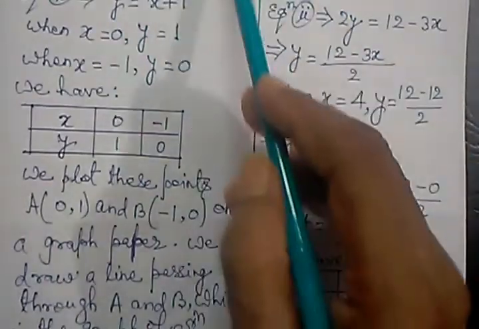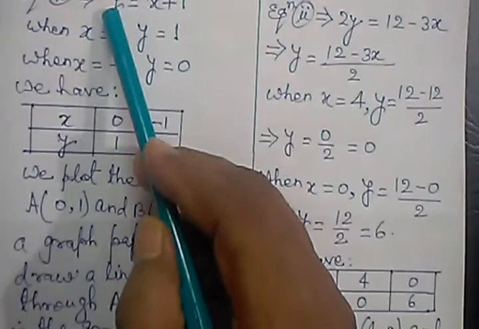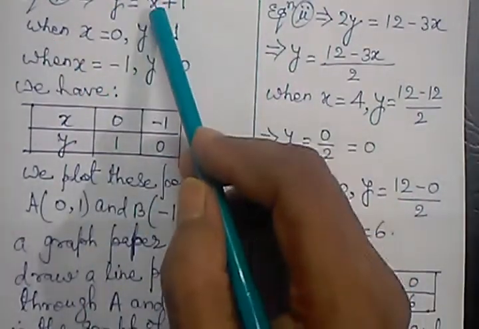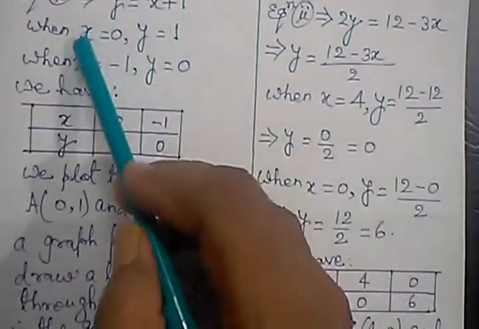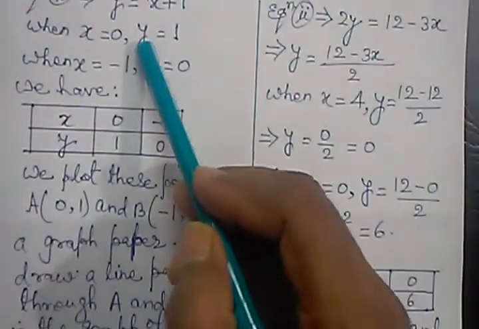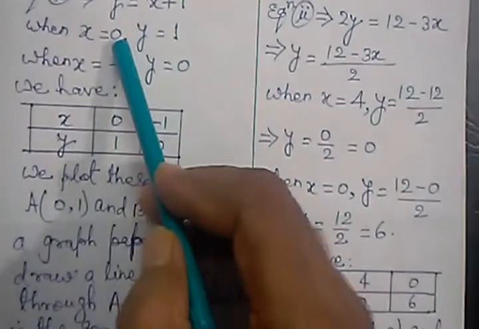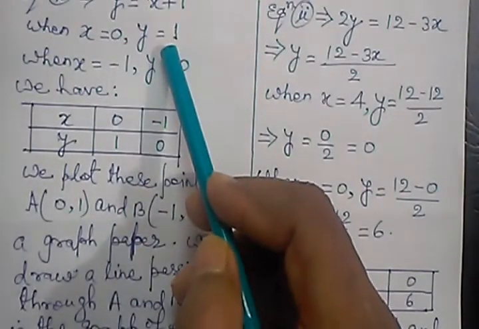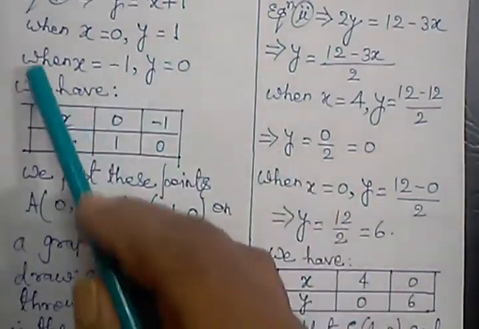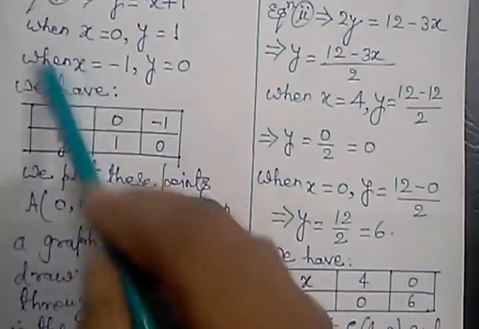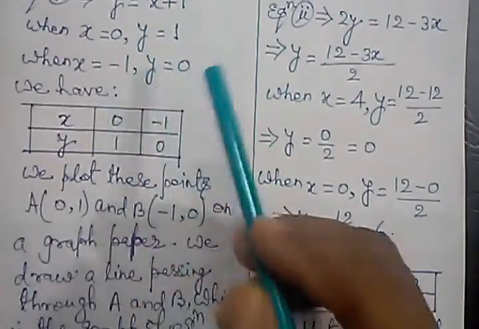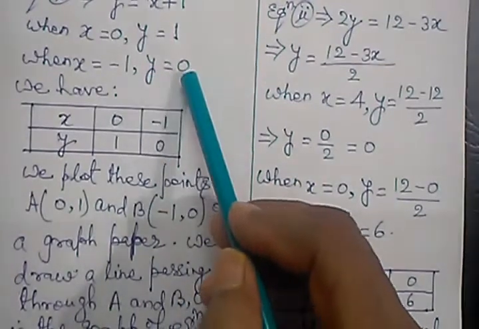From this equation, first of all, make y the subject. So y will be equal to x plus 1. Now put values for x. If we take x equal to 0, then the value of y will be 1. So I have written here: when x equal to 0, y equal to 1. Now take the second value for x. When x equal to minus 1, y equal to 0.